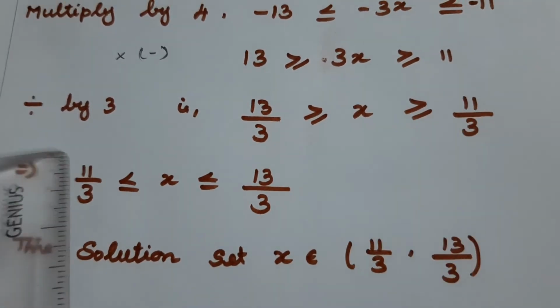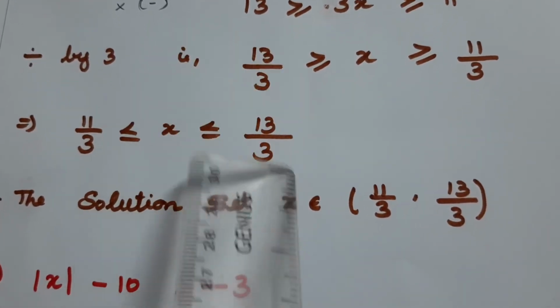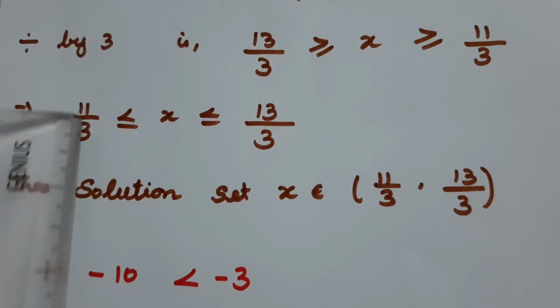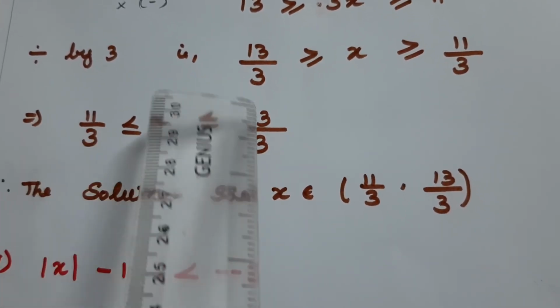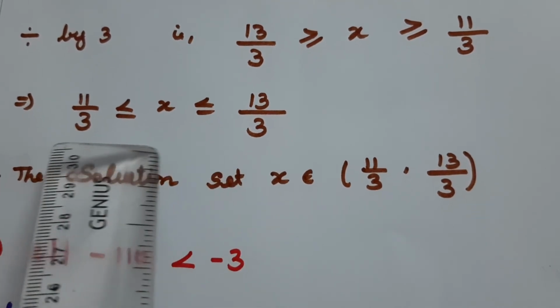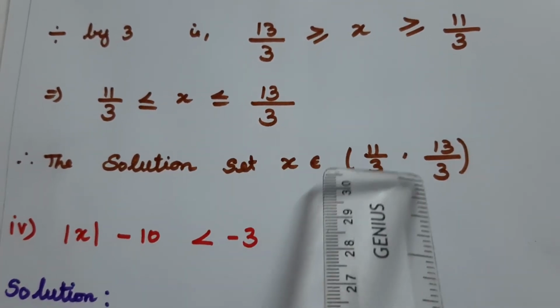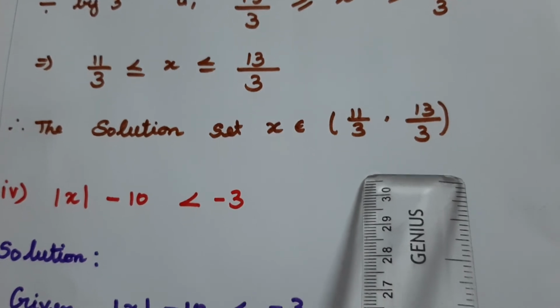So you will have 11 by 3 less than or equal to x less than or equal to 13 by 3. Now see, x lies in the interval 11 by 3 comma 13 by 3. Therefore x belongs to 11 by 3 comma 13 by 3, the solution set.